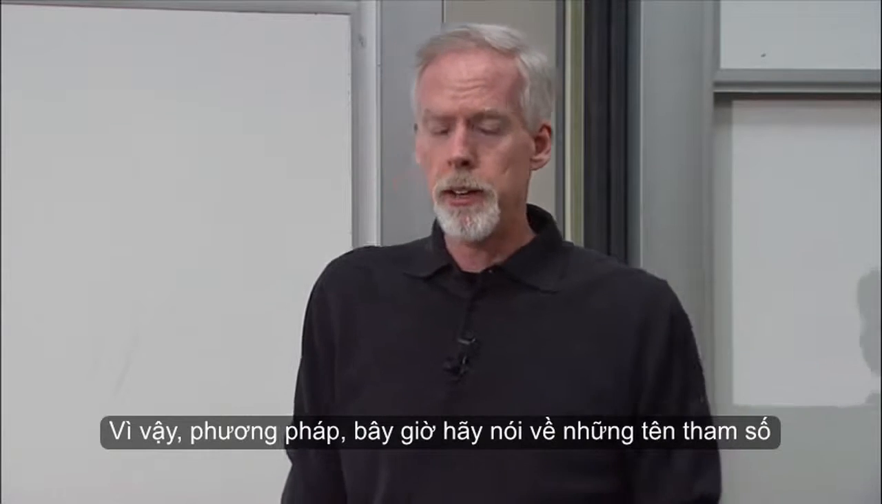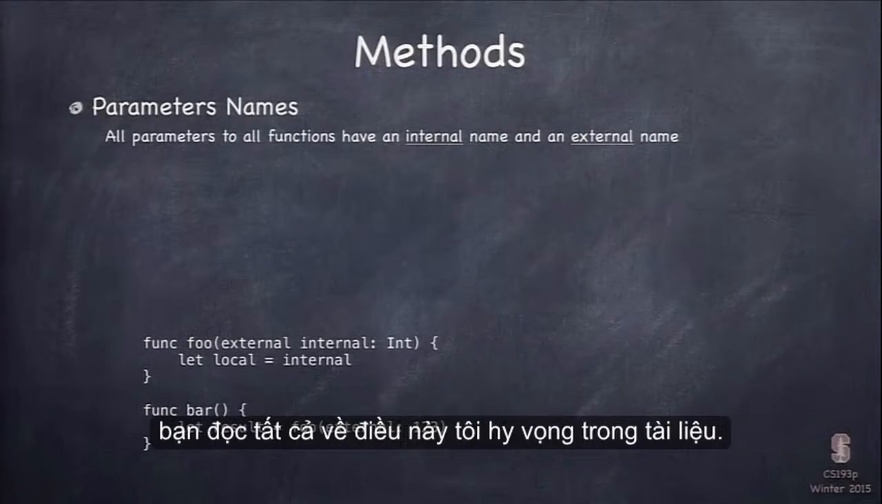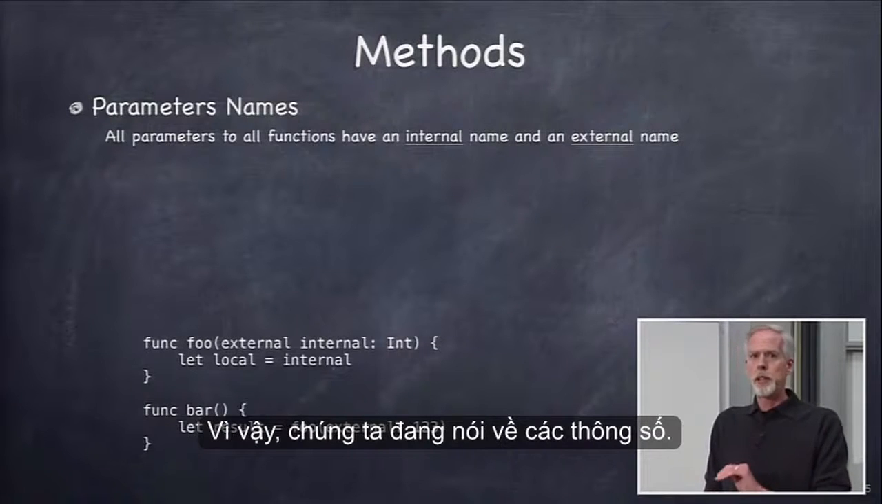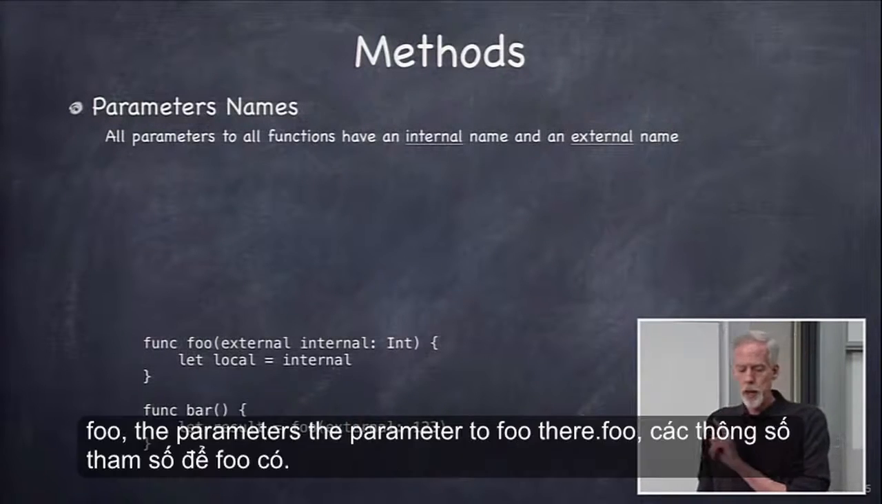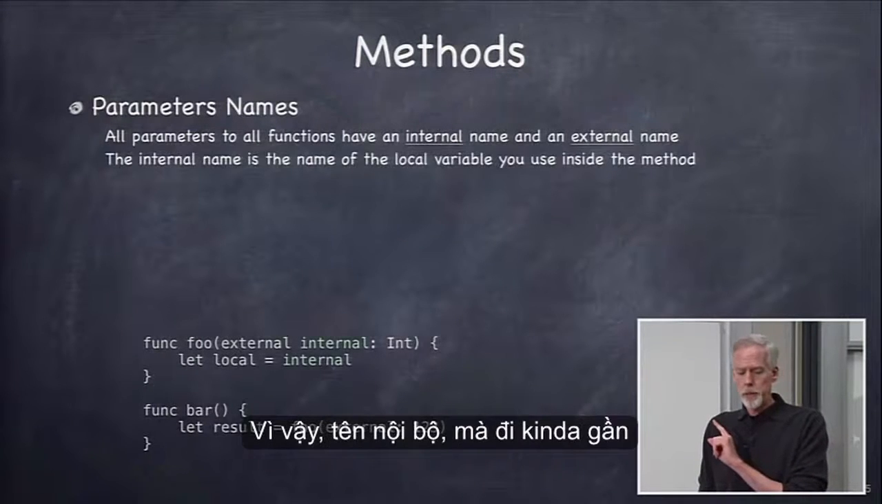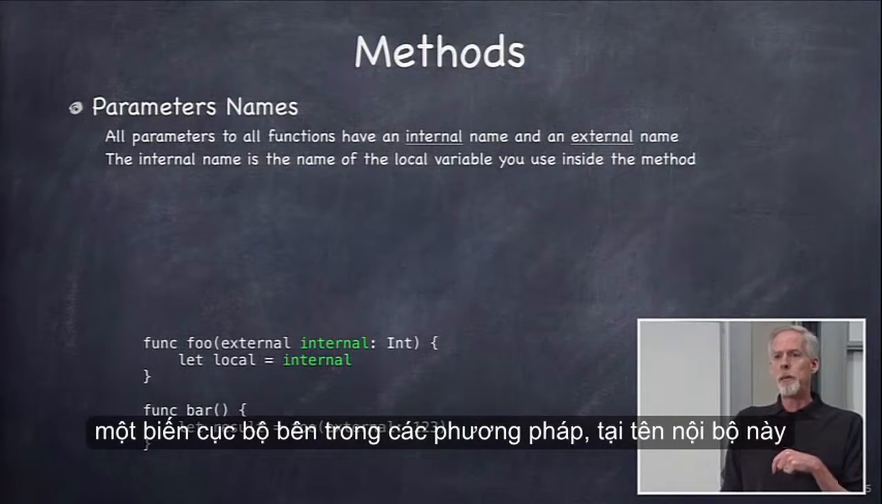So methods. Now let's talk about the parameter names of methods. This is going to be the crash course. You read all about this, I hope, in the documentation. But all parameters to functions have an internal name and an external name. So we're talking about the parameters, okay? So down there, foo, the parameter to foo there, it has an internal name and an external name. So the internal name, which goes kind of near the colon, is the name that thing is going to have as a local variable inside the method.